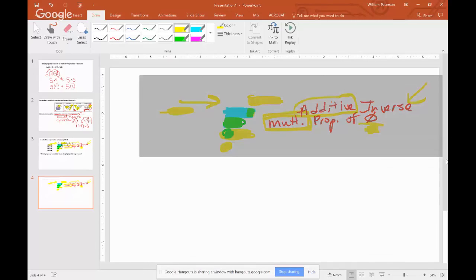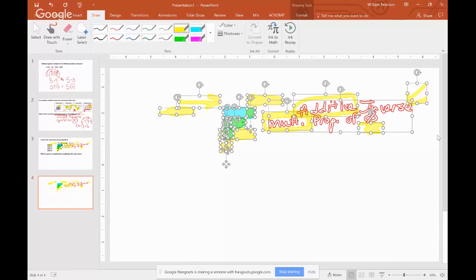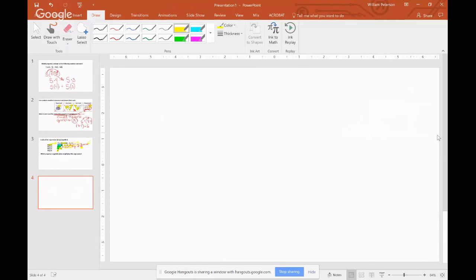But we're going to cover real quick some identity properties. Let's go ahead and share this out. And so for the identity properties, let's make sure I get my pen ready to go.